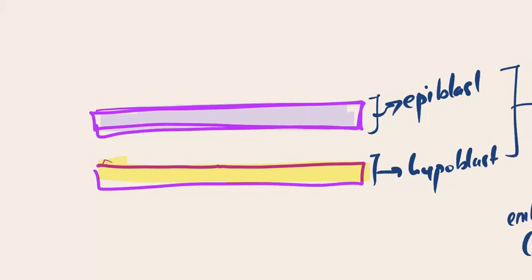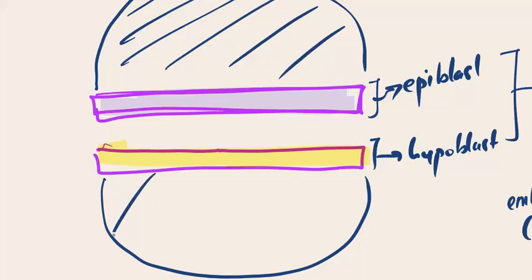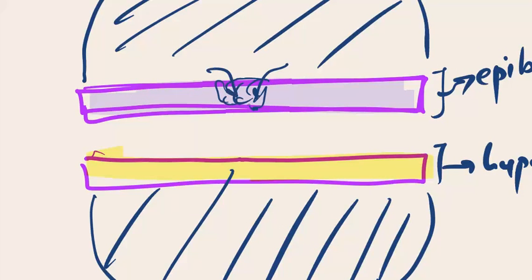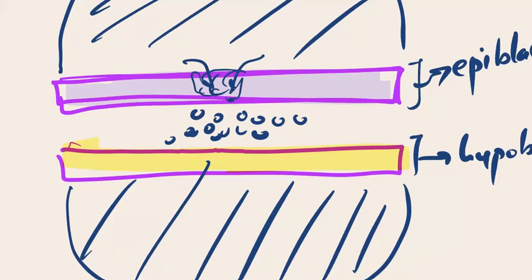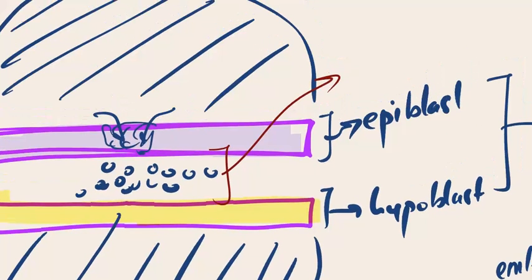Okay, so we got the epiblast, and we got the hypoblast. Above this, what would be here? That would be the amniotic cavity. And then what would be below here? The yolk sac. Okay, so what's going to happen is that the cells around here are going to invaginate, and then they're going to break off, and they're going to form the mesoderm and the endoderm. So they push the hypoblast out of the way. Exactly. So these cells here will now go on to form your mesoderm and your endoderm.